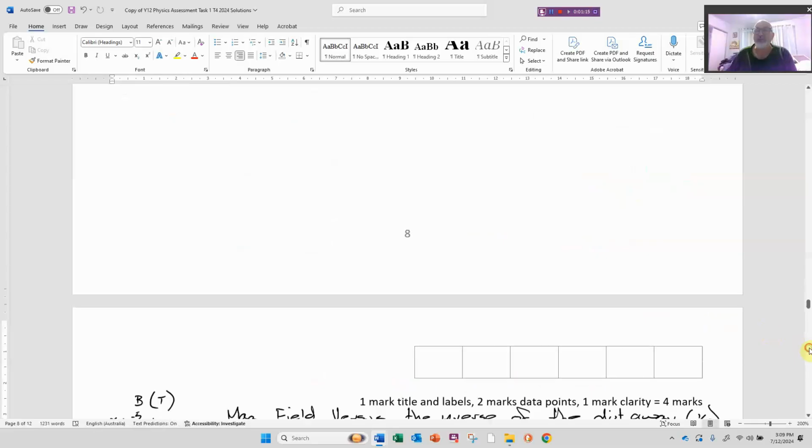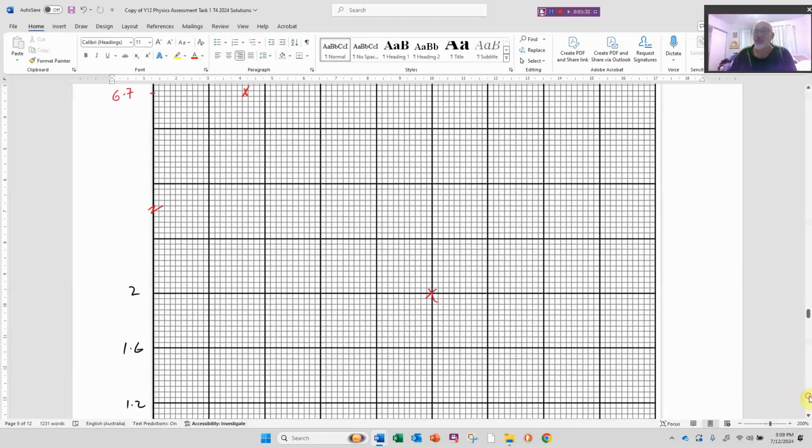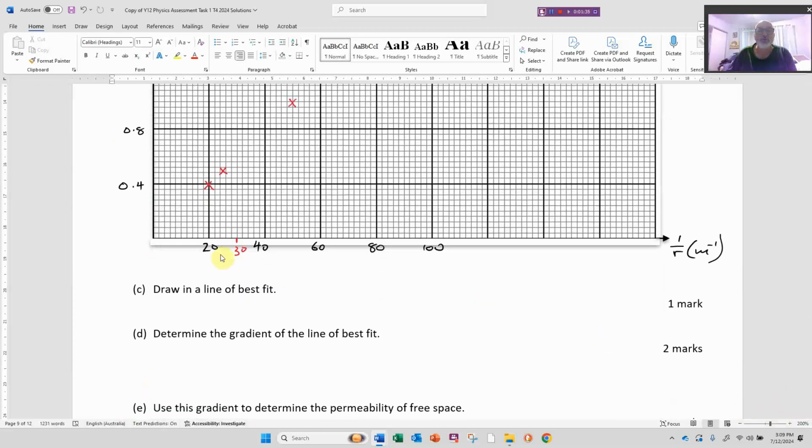So the next page, to save a bit of time, I've already done it. So I've gone magnetic field versus the inverse of the distance away, 1 over R. I've included the scale here by 10 to the negative 5. I've also included magnetic field with its unit. And then down the bottom, I've written down the scale, 1 over R, and it's per metre. Notice I've started the axis at 0. I've kept my scale consistent each time.